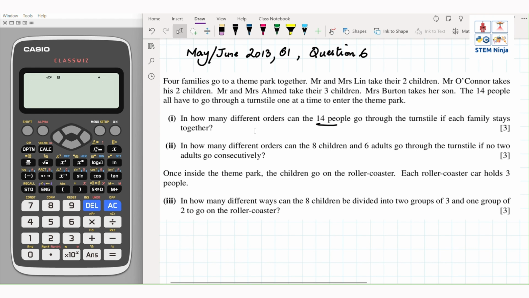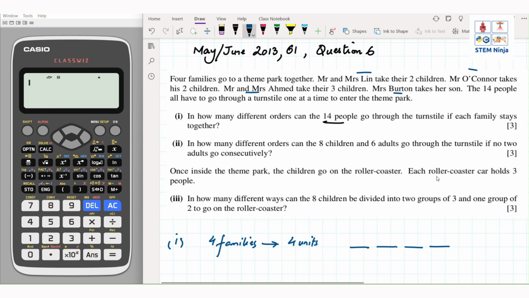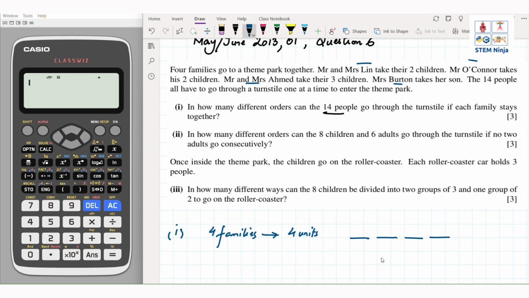Okay, now we have how many families? One, two, three, four. We have four families, right? So that means we have four units. Four families implies four units, basically. So one, two, three, four. Now, that means these four can be rearranged in four factorial ways.